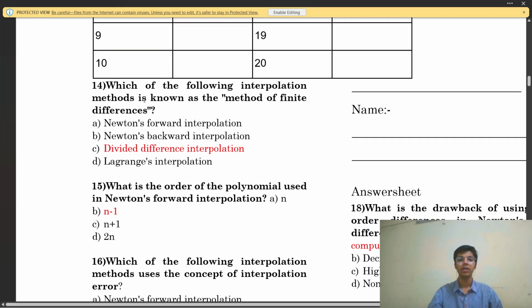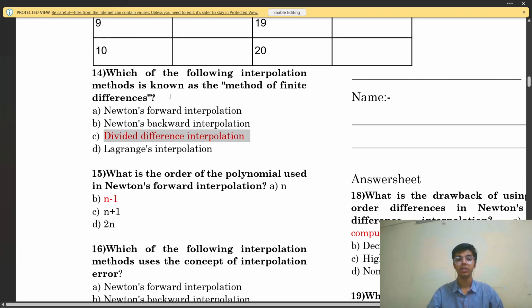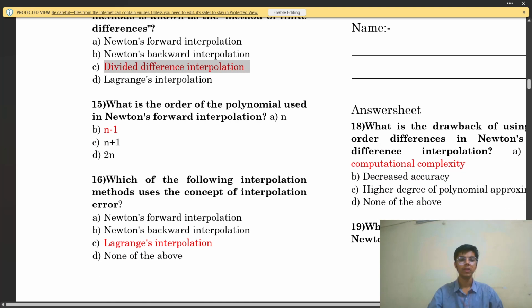Now, in question number 14, it is given that which of the following method is known as the method of finite difference. So, the correct answer is divided difference interpolation. It is the correct answer of question number 14. Now, in question number 15, what is the order of the polynomial used in Newton's forward interpolation? So, the order of the polynomial used in Newton's forward interpolation is n minus 1, which is in B. So, B is the correct answer.